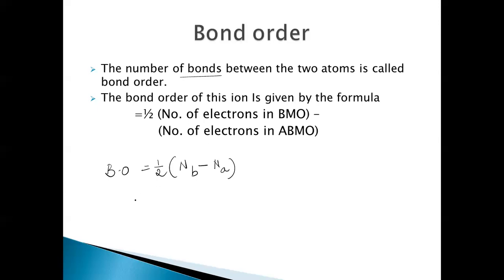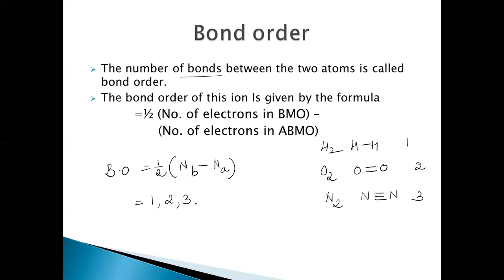So the bond order can be 1, 2, or 3. That means the number of bonds formed between the two atoms in the molecule. For example, oxygen is diatomic with a double bond, so the bond order will be 2. Nitrogen is diatomic, again homonuclear, and the number of bonds formed between the two nitrogens is 3. So the bond order is 2 here, 3 here, and H2 only 1. The number of bonds formed between the two hydrogen atoms is 1.